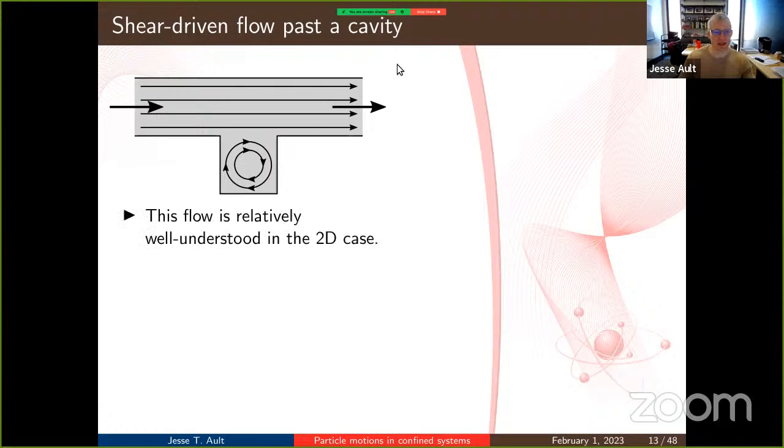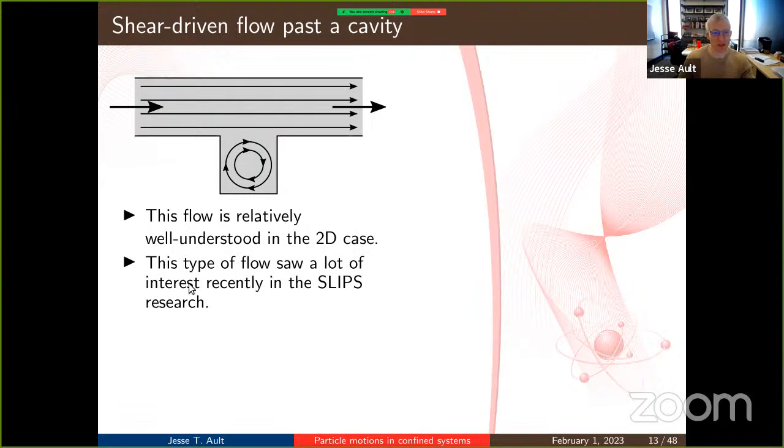And again, like I said, this problem has been studied quite a lot in the 2D system. In particular, recently, in the SLIPS research, I can't even remember what it stands for, but they were looking at superhydrophobic liquid-infused surfaces, pattern surfaces, where they basically would pattern a surface, fill the patterns or the cavities with some type of other liquid like oil, and then you can effectively get something like a slip length near the surface.